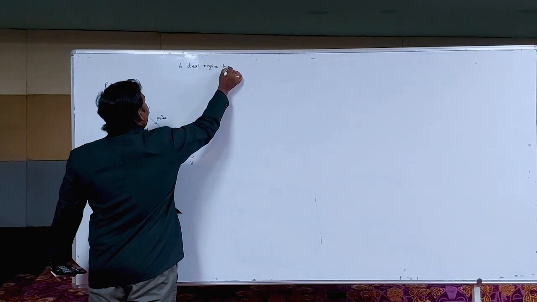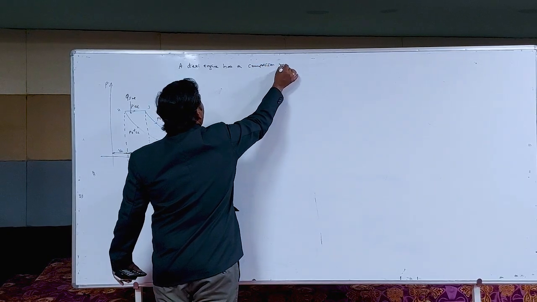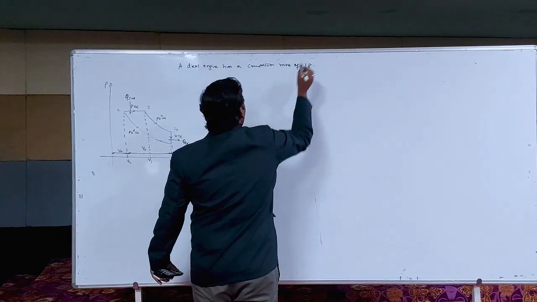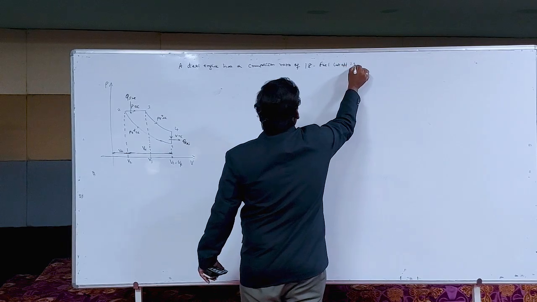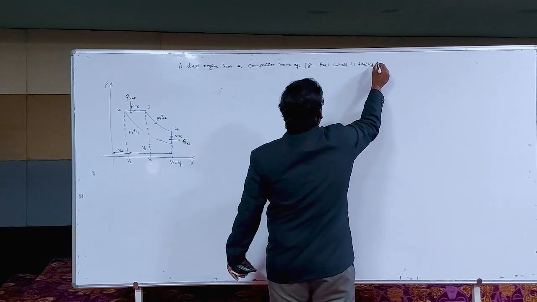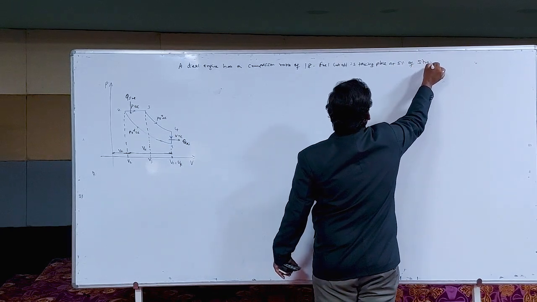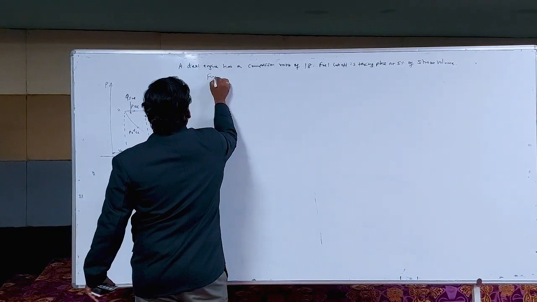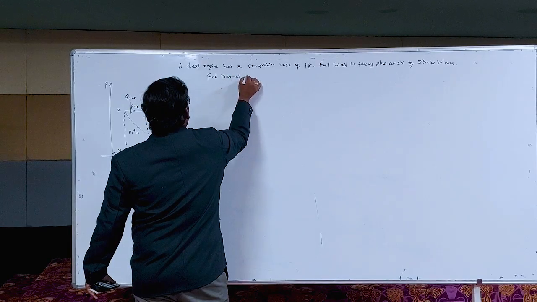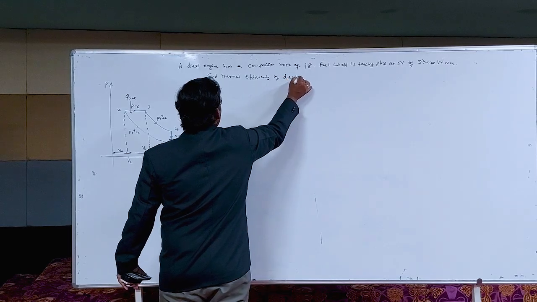A diesel engine has a compression ratio of 18. The fuel cutoff is taking place at 5% of stroke volume. Find the thermal efficiency of diesel engine.